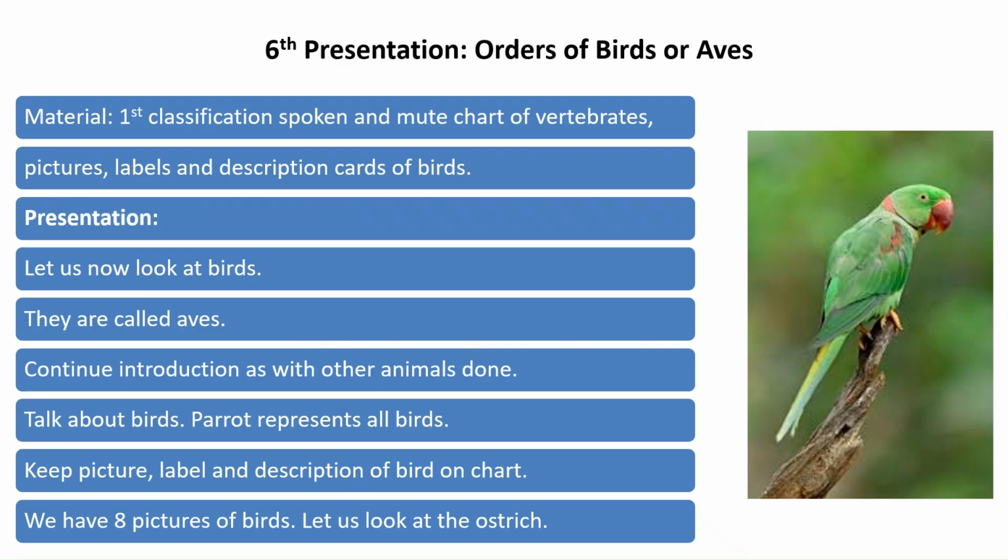The 6th presentation is Orders of Birds and Aves. Material is first classification, spoken and mute chart of vertebrates, pictures, labels, and description cards of birds. Presentation. Let us now look at birds. They are called Aves. Continue introduction as with other animals done.